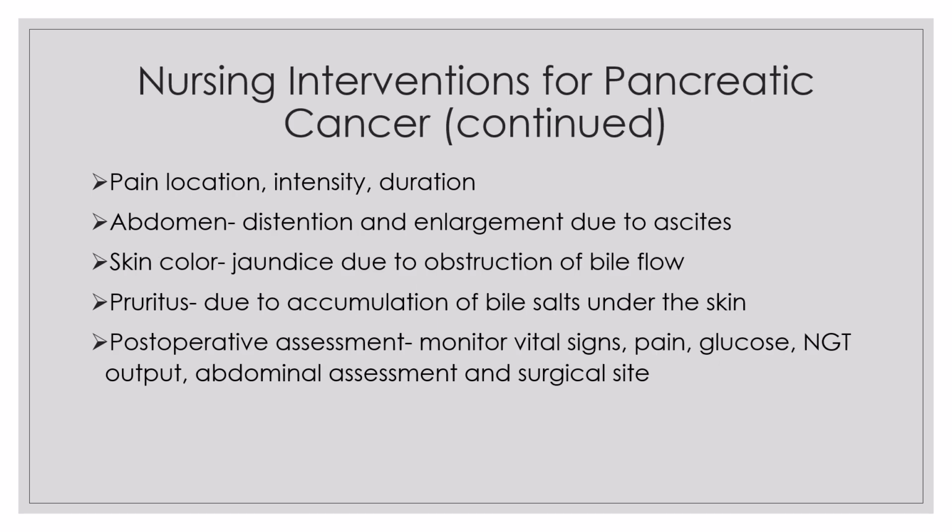We're going to monitor their pain location, intensity, and duration. We're going to assess the abdomen. Distension and enlargement may be due to ascites. We're going to look at the skin color. Jaundice may be due to obstruction of the bile flow. Pruritus, this may be due to accumulation of bile salts under the skin. And then post-operative assessment. We are going to monitor vital signs, their glucose levels, NG tube output, abdominal assessment, and the surgical site.